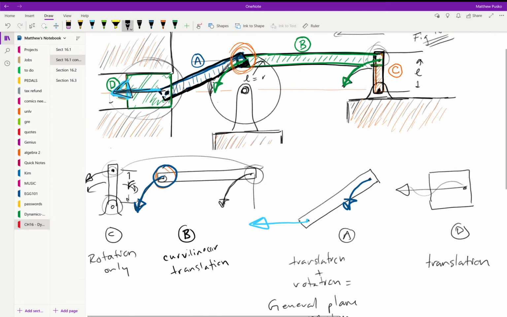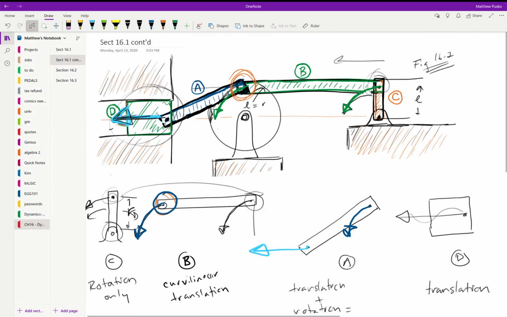Alright, make sure you understand that in the book, take a look at it, ask me any questions, and be able to identify the types of motion.